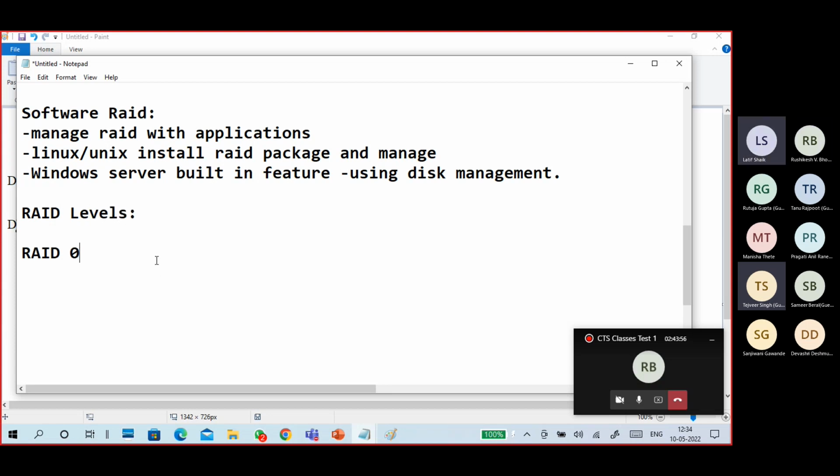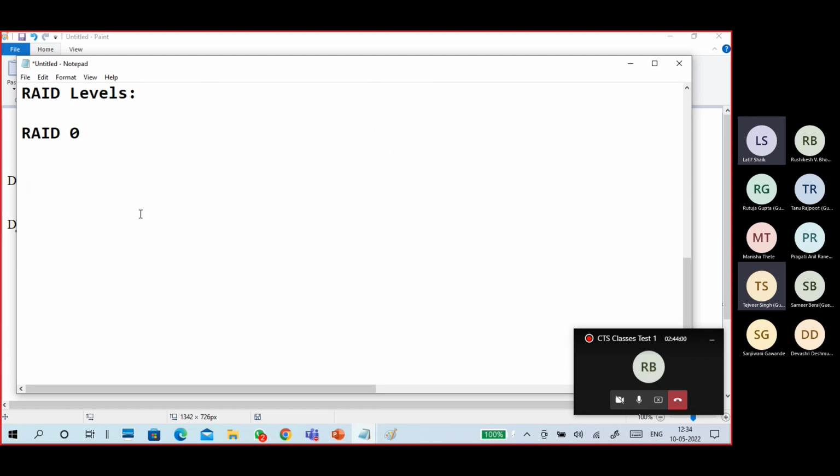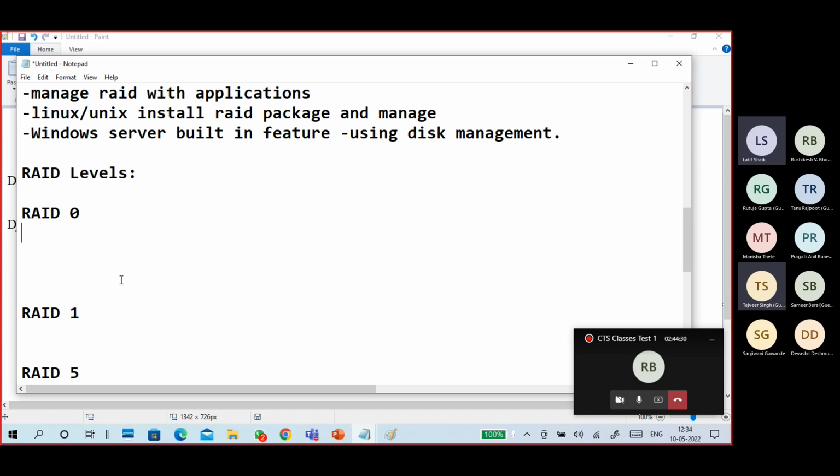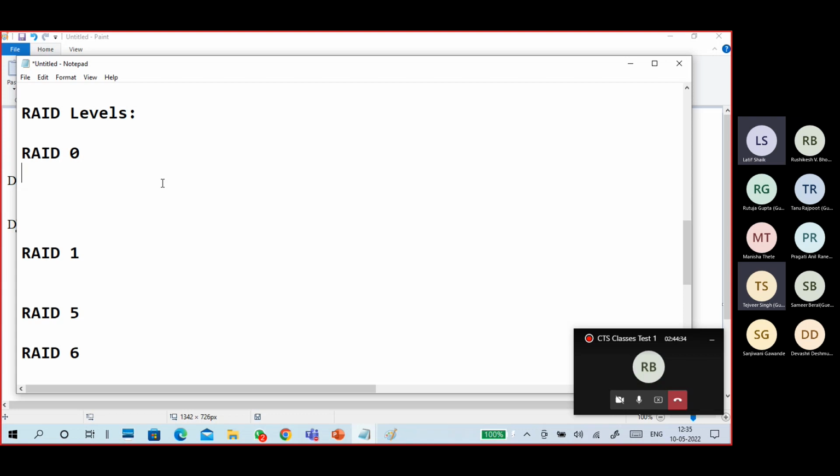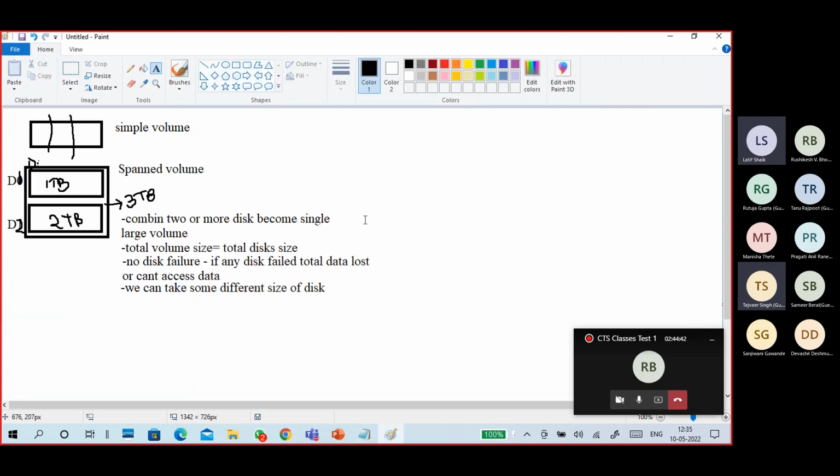Whenever it comes to RAID, the important question generally is about the RAID levels. There are RAID levels: RAID 0, RAID 1, RAID 5, RAID 6, RAID 10, RAID 50, like this. Different RAID levels are there. I will explain in a pictorial manner, then come back to explain this one. If possible, I will try to show you in a practical manner, but the practical and theory will take time, though a clear explanation is required.